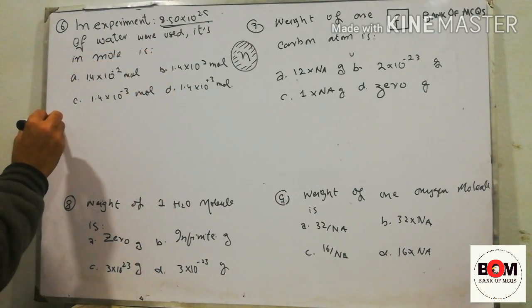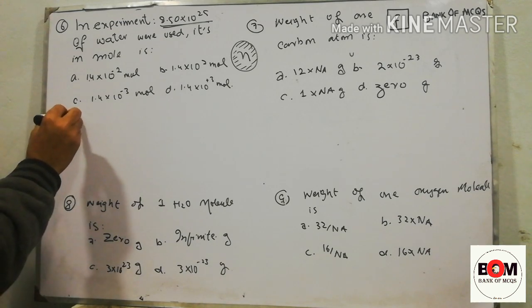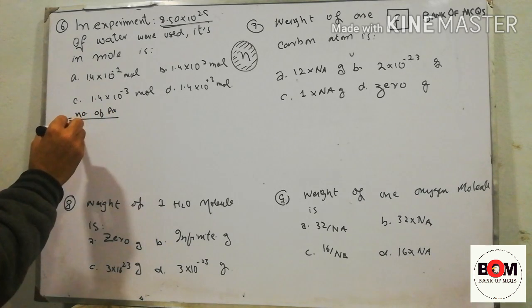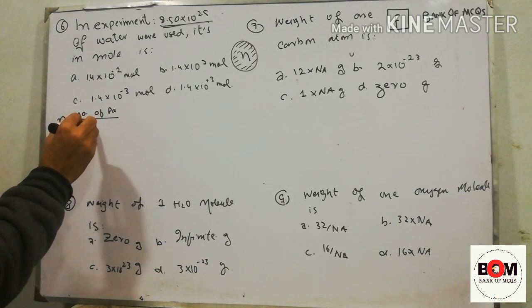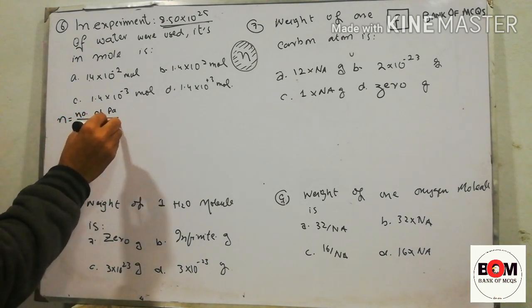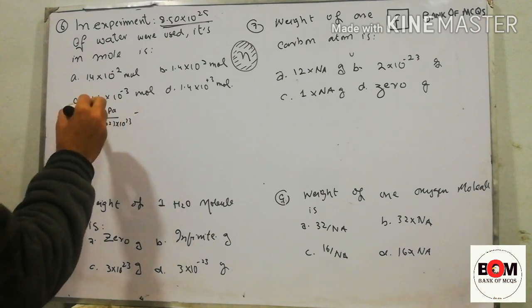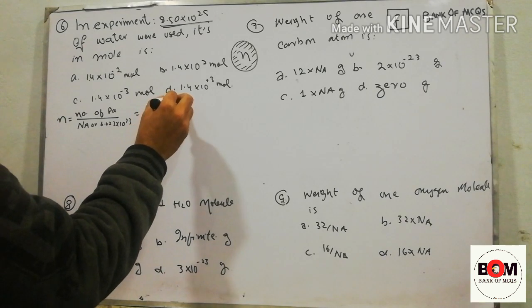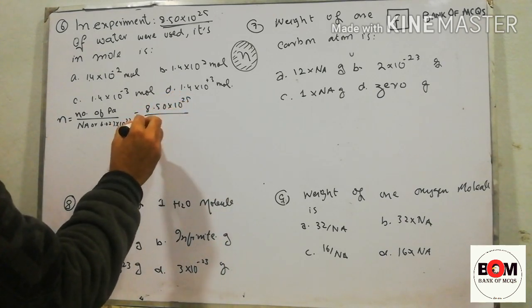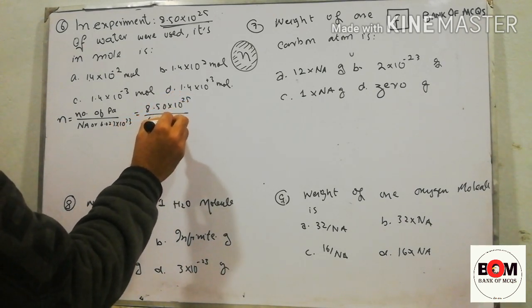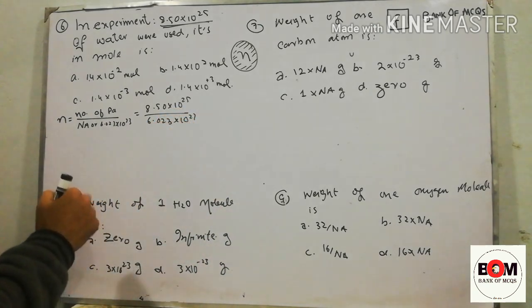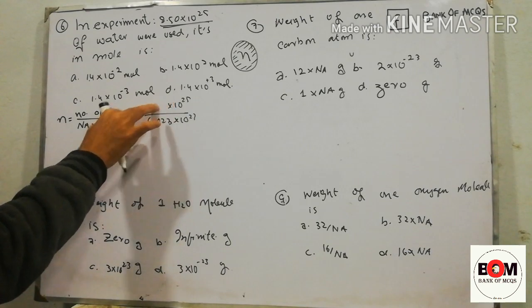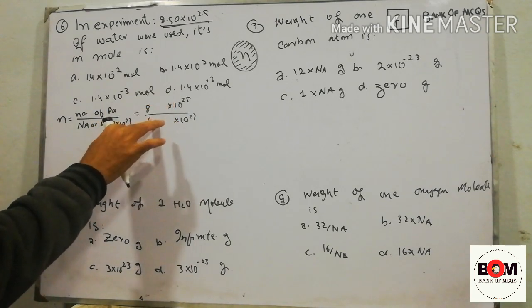So what is the relation? The relation is number of moles is equal to number of particles divided by Na, which is 6.023 multiplied by 10 to the power 23. So the number of particles is 8.50 multiplied by 10 to the power 25, divided by 6.023 multiplied by 10 to the power 23. As the answer is approximate, we will ignore 8.5 and 6.023 for our easiness.